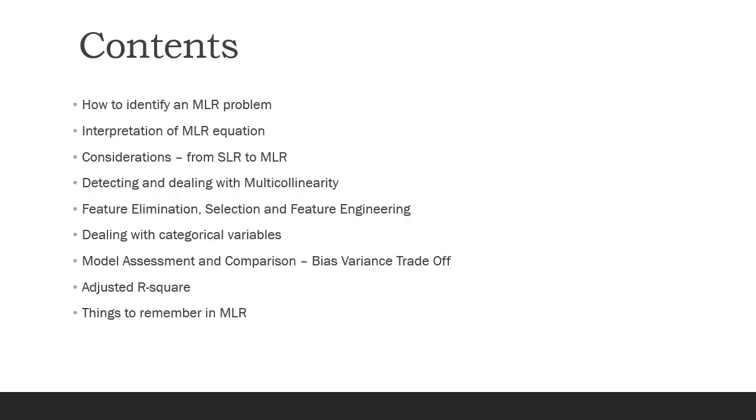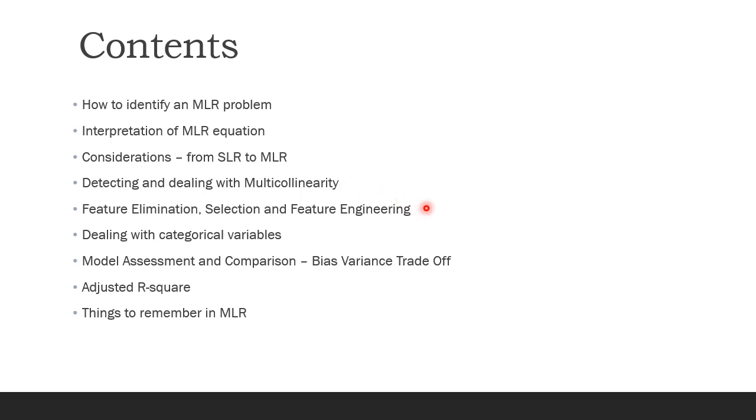Moving on to the contents. How to identify a multiple linear regression? Then the interpretation of the equation. In the previous presentation, simple linear regression was represented by y is equal to mx plus c or y is equal to beta naught plus beta 1 x plus the error term. Then how the same can be extended into a multiple linear regression equation. What are the considerations to be kept in mind moving on from simple linear regression to multiple linear regression? Then what is multicollinearity, how to detect it and how to deal with it.